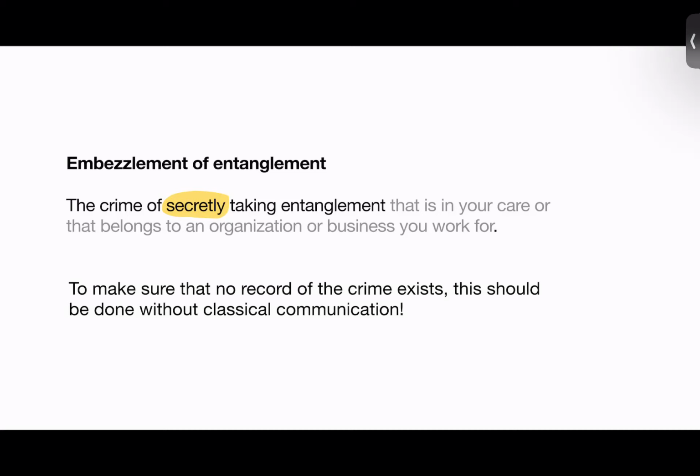So that's why I would say that if you want to do proper embezzlement, you better do it with local operations alone. And this is also what was considered first by Van Dam and Hayden.